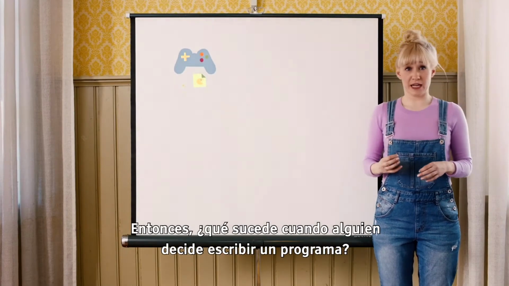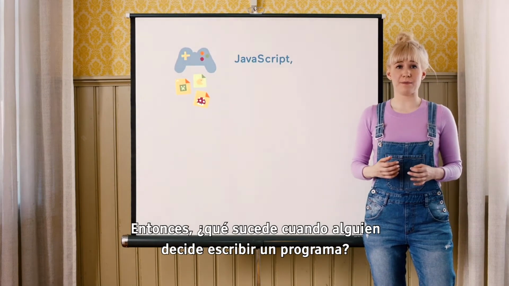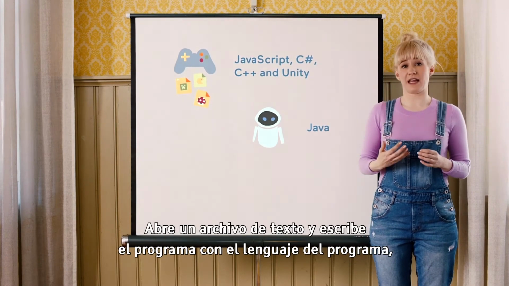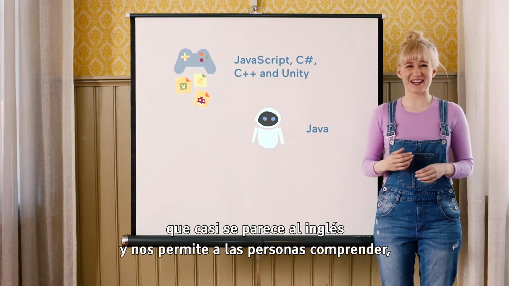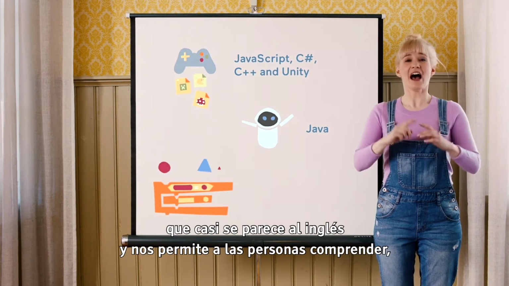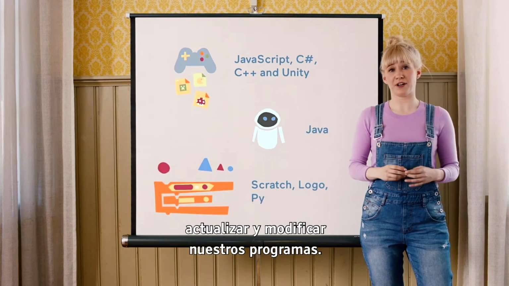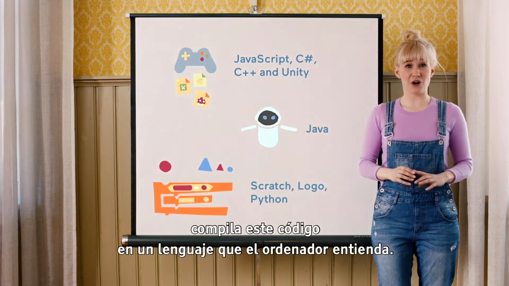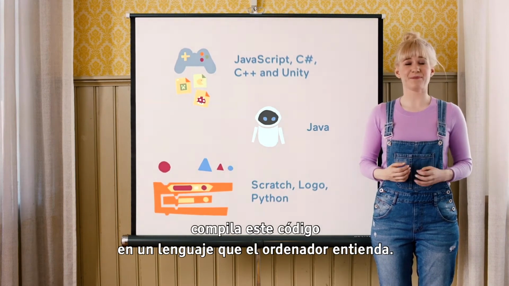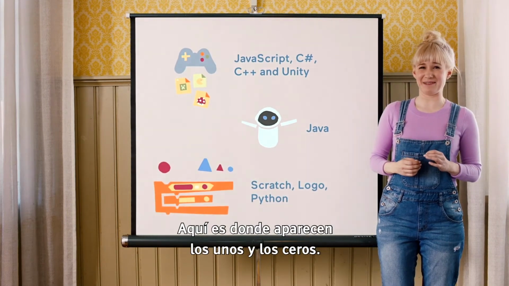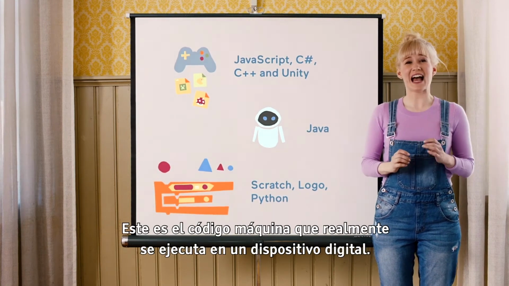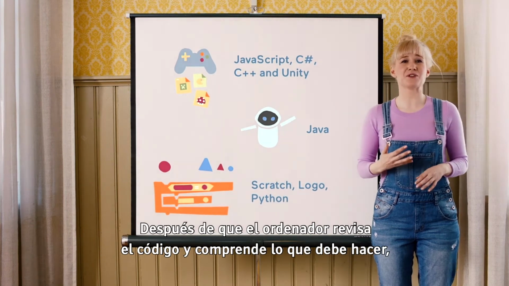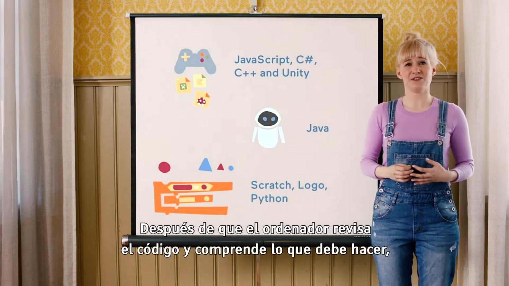So what happens when someone decides to write a piece of program? They open a text file and write the program with the chosen programming language, which almost resembles English and allows us humans to understand, update, and modify our programs more easily. Then there is a piece of software that compiles this code into a language the computer understands. This is where the ones and zeros come in. This is the machine code that actually runs on a digital device. And finally, after the computer goes through the code and understands what it needs to do, we see the end result.